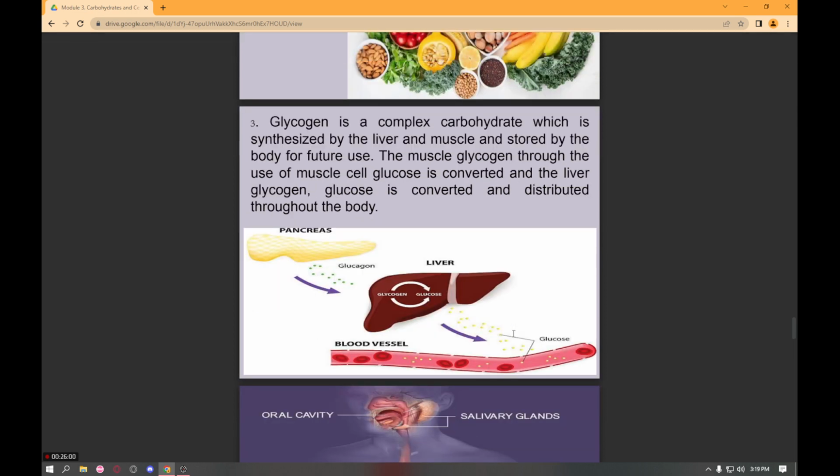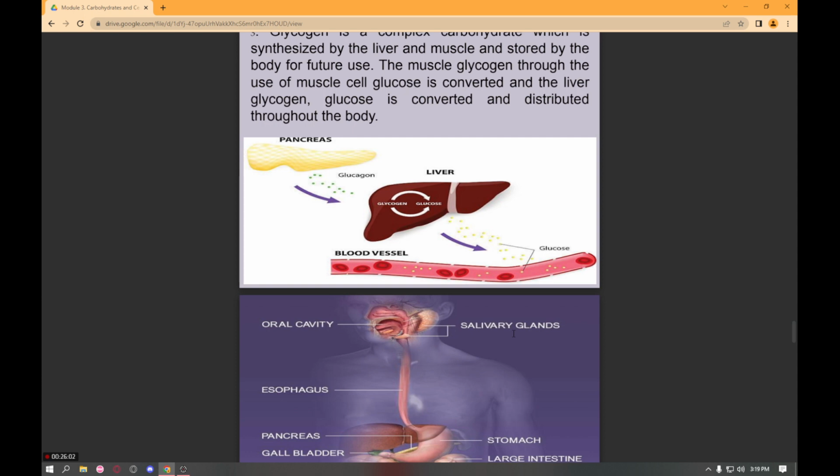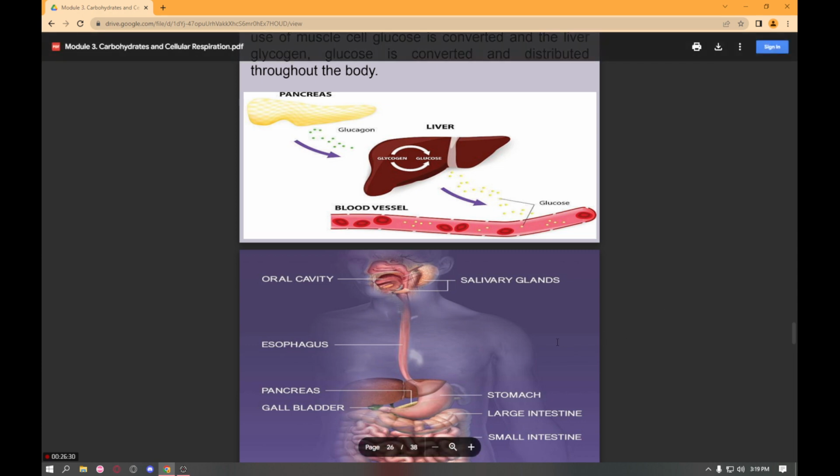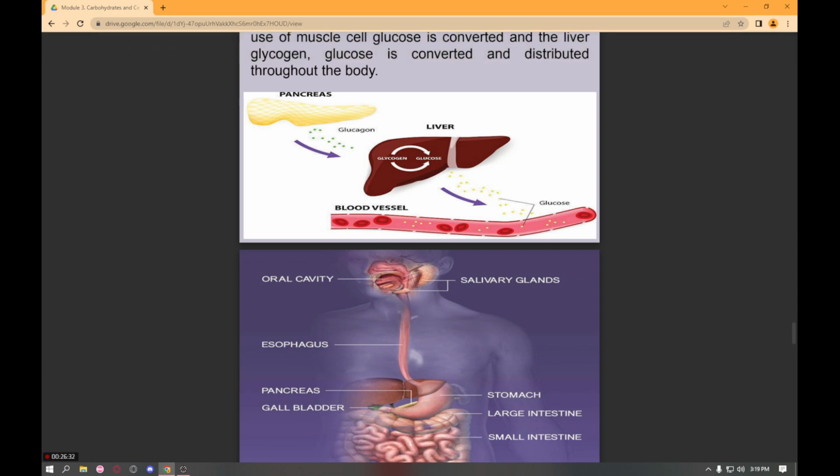Okay, next is the digestive process. As I have mentioned, this is the oral cavity. If you place food inside your mouth, it is moistened by your saliva produced by your salivary gland, and then your salivary amylase, which is an enzyme, acts as a catalyst to break down these polysaccharides into simple sugars. Okay, so it goes into your stomach via your esophagus.